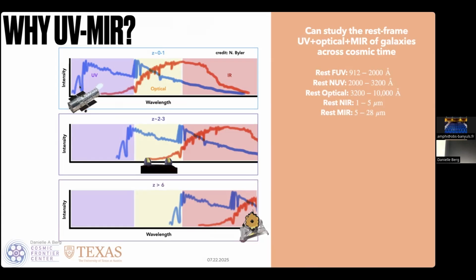But one of the things that I've really loved is people ask, why do you study the UV? Well, I can study that same spectral regime across all of cosmic history if I use things like Hubble nearby, ground-based telescopes for the intermediate redshifts, and JWST for the high redshifts. I can now directly compare all the same tracers, so that's really amazing.